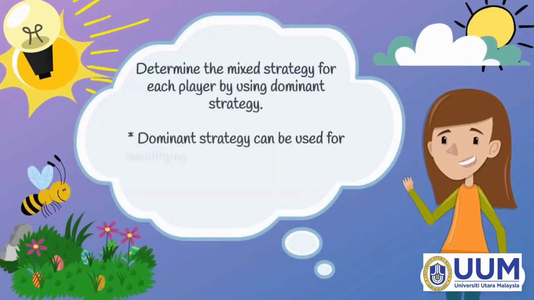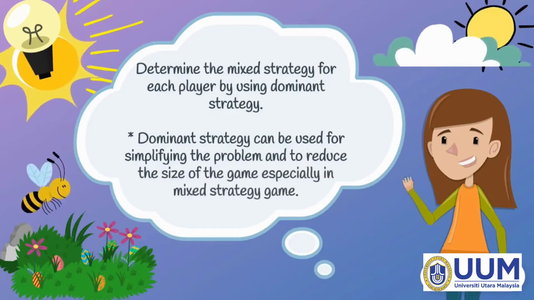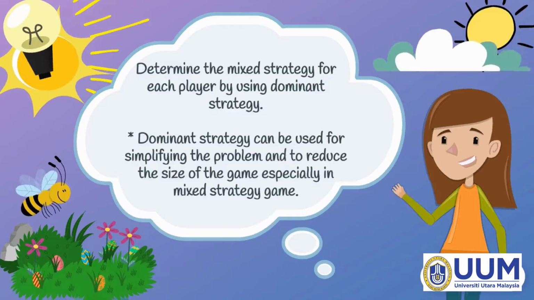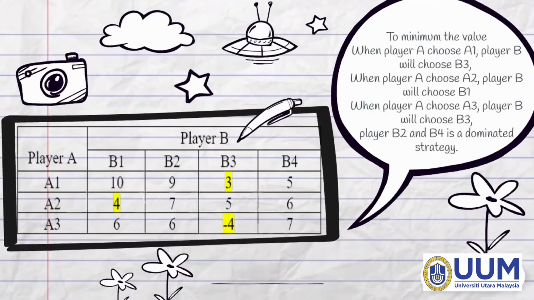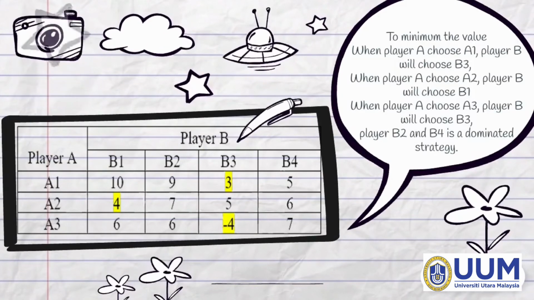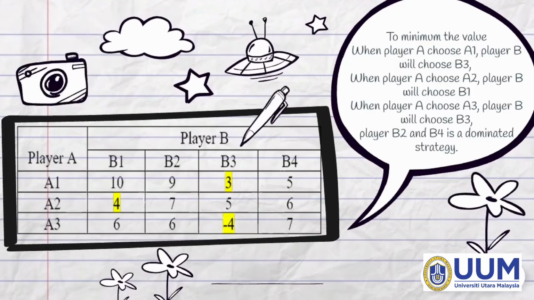Determine the mixed strategy for each player by using dominant strategy. Dominant strategy can be used for simplifying the problem and to reduce the size of the game, especially in mixed strategy games. To minimize the value, when player A chooses A1, player B will choose B3. When player A chooses A2, player B will choose B1. When player A chooses A3, player B will choose B3. Columns B2 and B4 are dominated, and we can delete column B2 and column B4.